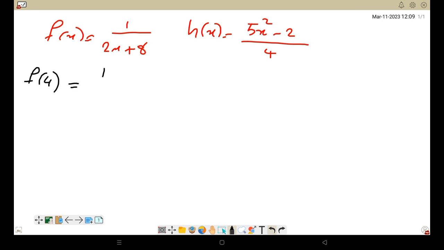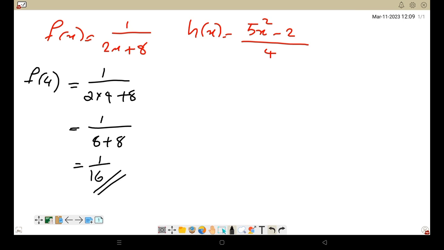f of x is equal to 1 by 2x plus 8, and h of x is equal to 5x square minus 2, all divided by 4. Okay, the first question is to find f of 4. The function f of x is equal to 1 by 2x plus 8. Instead of x, we give the value 4. That is 1 by 2 times 4 plus 8. The answer is 1 by 8 plus 8, 1 by 16.